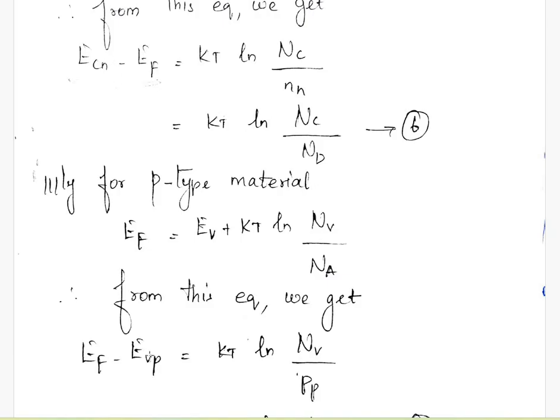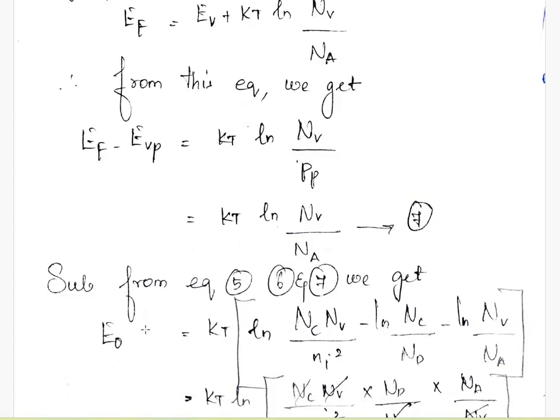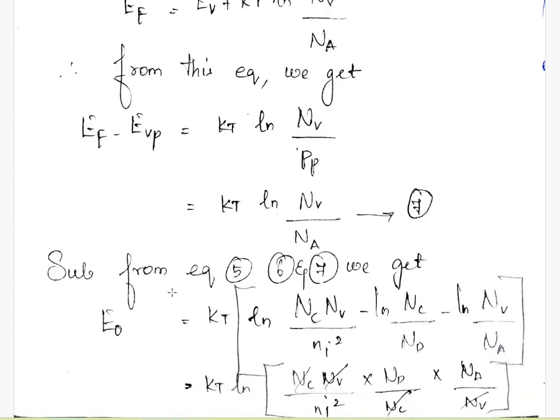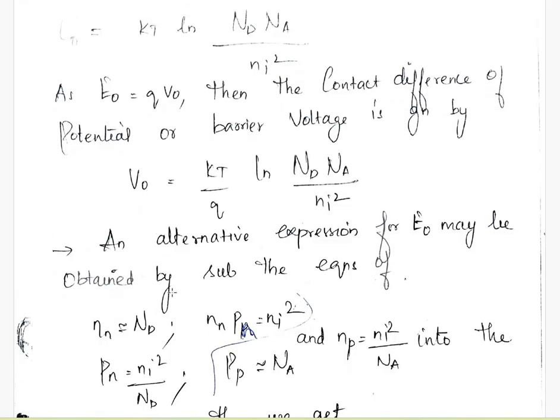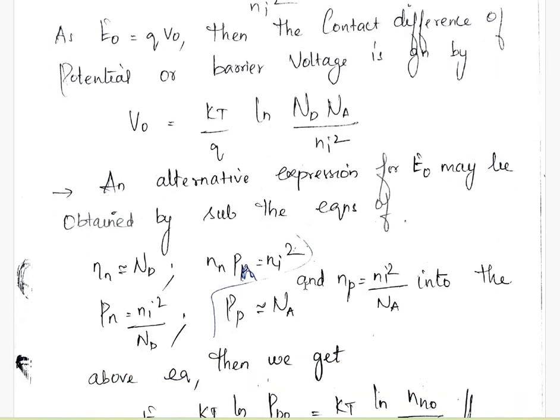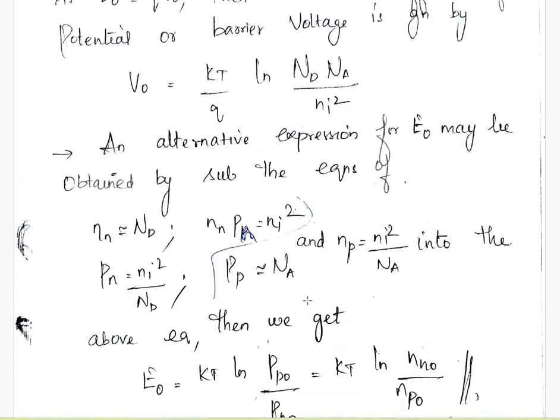So we have the equations for ECN minus EF and EF minus EVP. Substituting all those equations into the E naught equation, we get E naught equal to KT ln Na Nd by Ni square. And we know E naught equals QV naught. Substituting that, QV naught equals KT ln Na Nd by Ni square, so V naught equals KT by Q ln Na Nd by Ni square. Considering Nn equal to Nd, the number of donor atoms, Nn Pn equals Ni square, and Pn equals Ni square by Nd. Pp equals Na, then Np equals Ni square by Na.